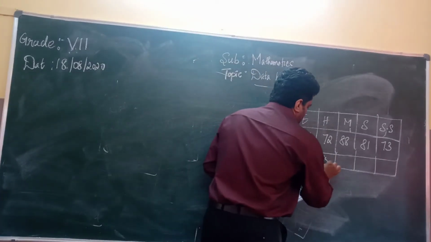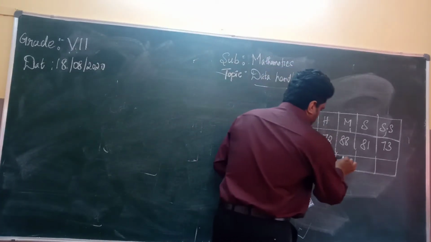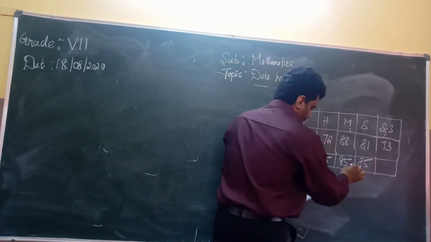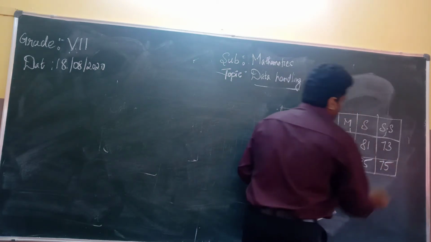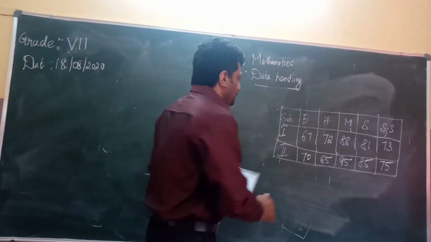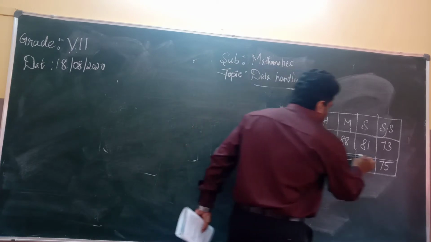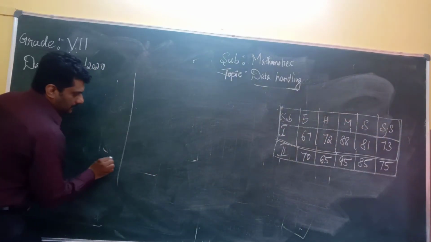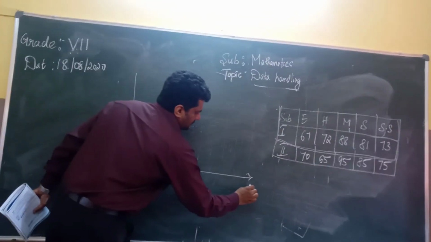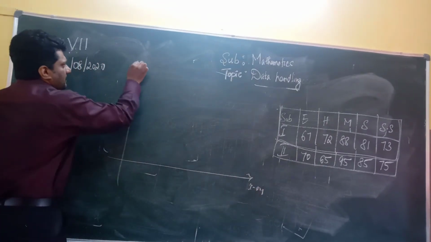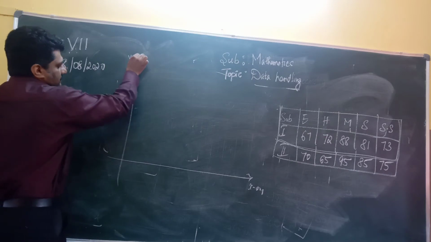70, 65, 95, 85 and 75. Now the first thing is you have to draw a graph. First we will take only the first one. Now the graph will be like this: this is the x-axis and this will be the y-axis.